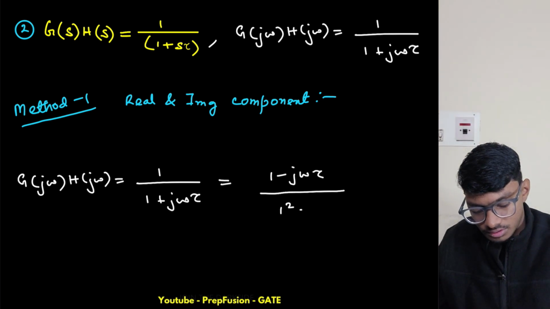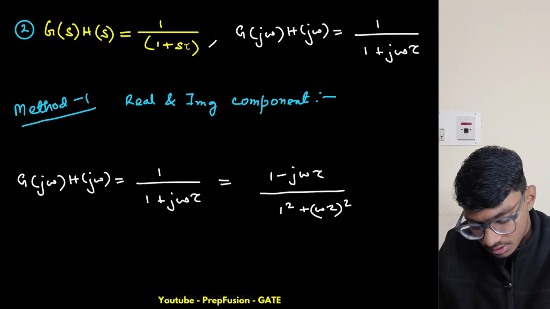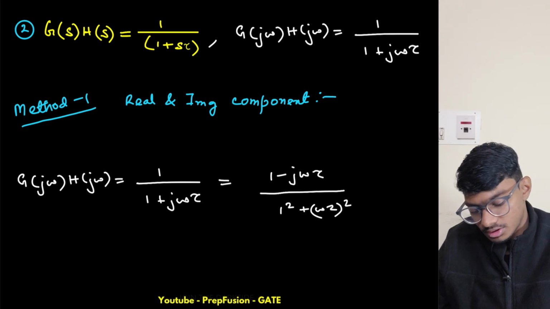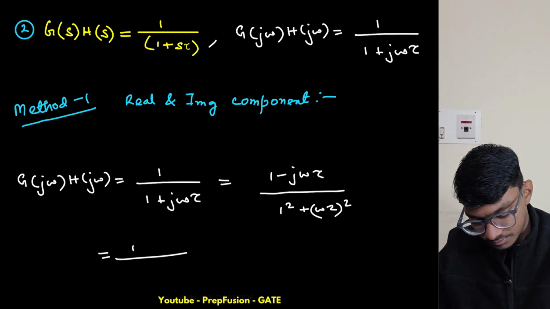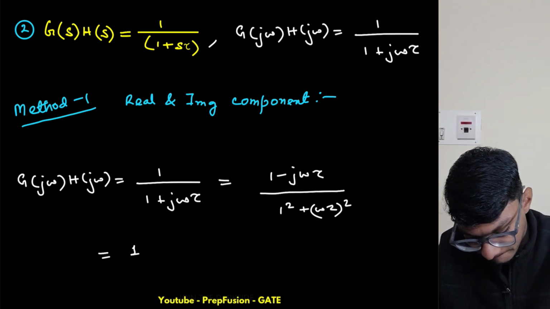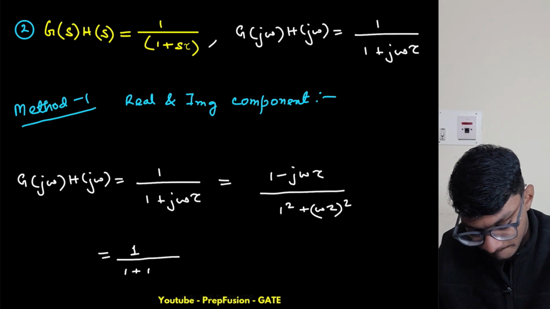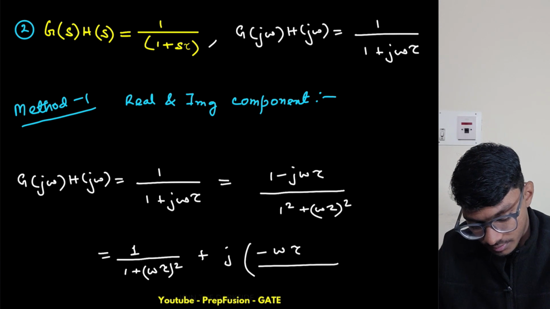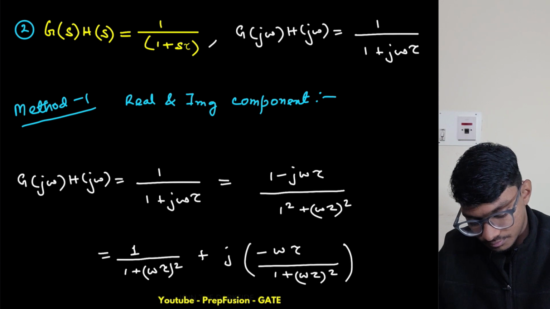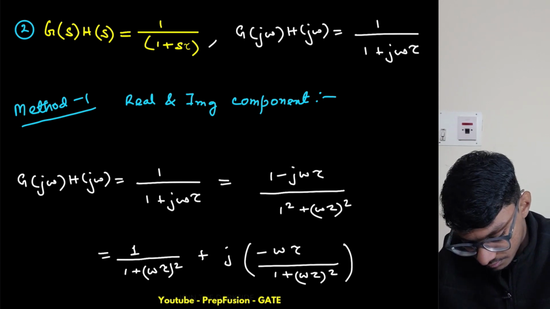So this becomes 1 square and this becomes omega tau square, right? Okay, so I'm just skipping a few steps here. Now I can simply separate this one out, right? So if I simply separate this one out, what can I write? I can write here 1 by 1 plus omega tau square, plus j here, and minus I will take inside, minus omega tau divided by 1 plus omega tau square.